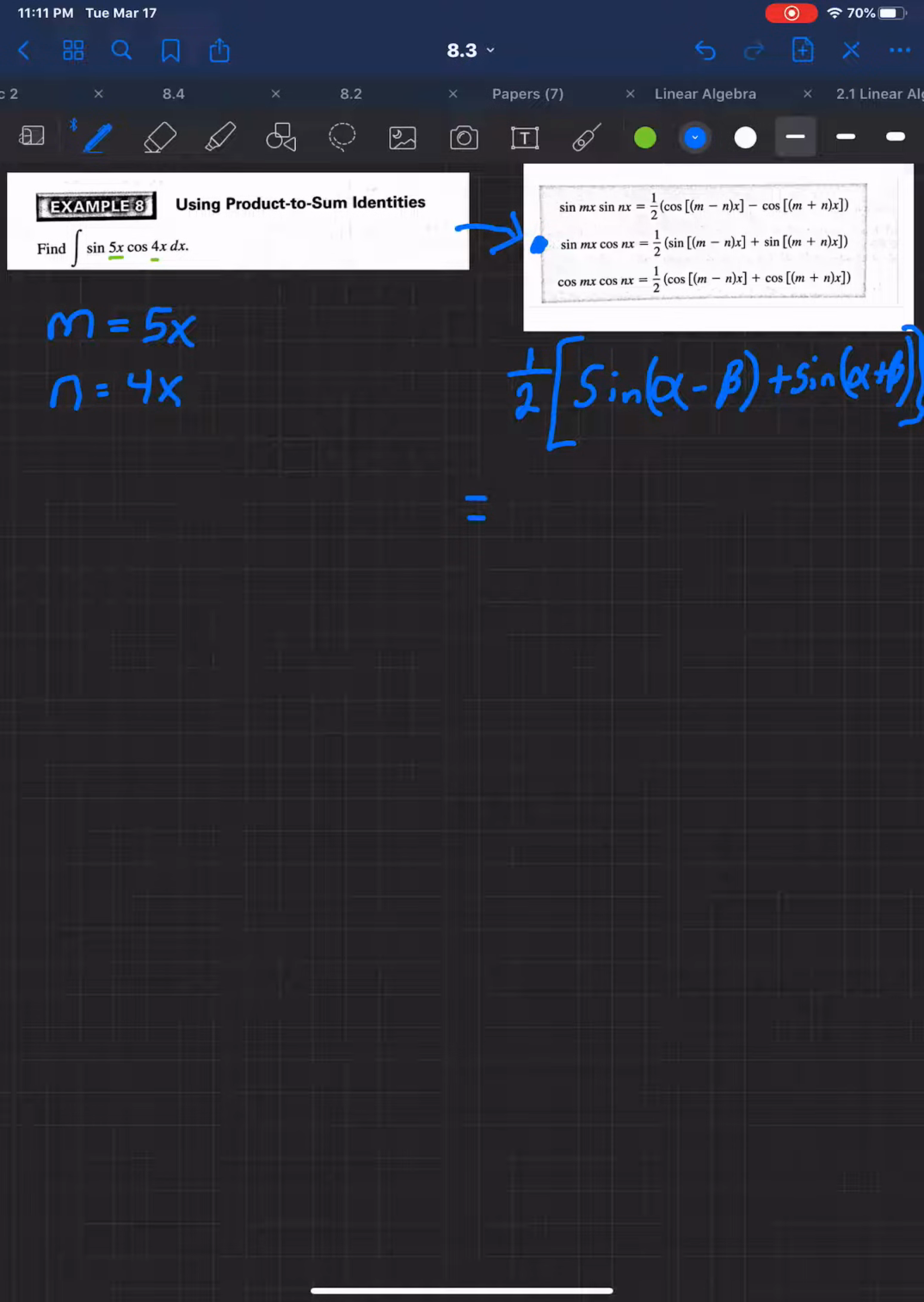And one of the things that you can do now, what I've produced off to the right is out of your textbook. So this is the way that they write their various product to sum formulas. So in this case, instead of using, say, alpha and beta, they use m and n. So in this case, you would use the following formula. M is 5x, n is 4x. I don't like that. I'm going to go here. I'm just rewriting the formula in terms of alpha and beta, right?